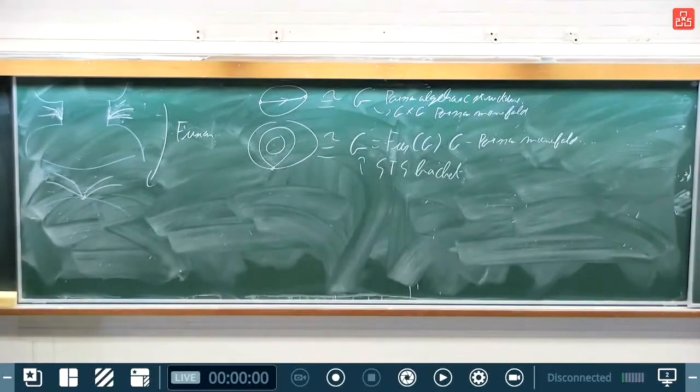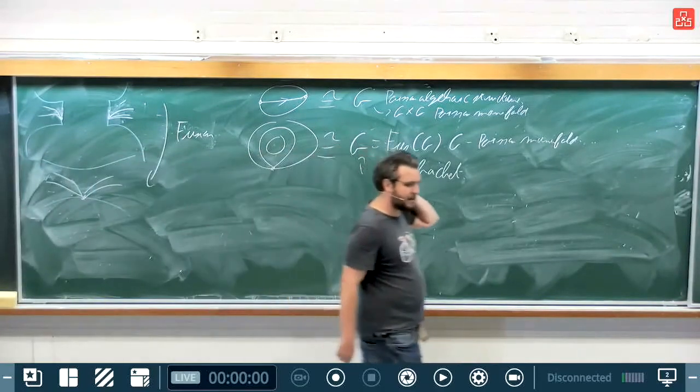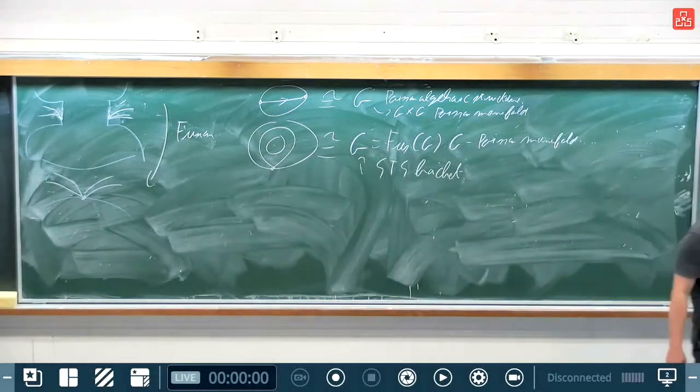So, to say something that sounds stupid, the character variety of the disk is the quotient of G by G cross G, which as a variety is trivial, as a stack it's interesting, but the character variety of the annulus is a quotient of G by G. So of course the character varieties are different, but in that case, the representation varieties are the same.